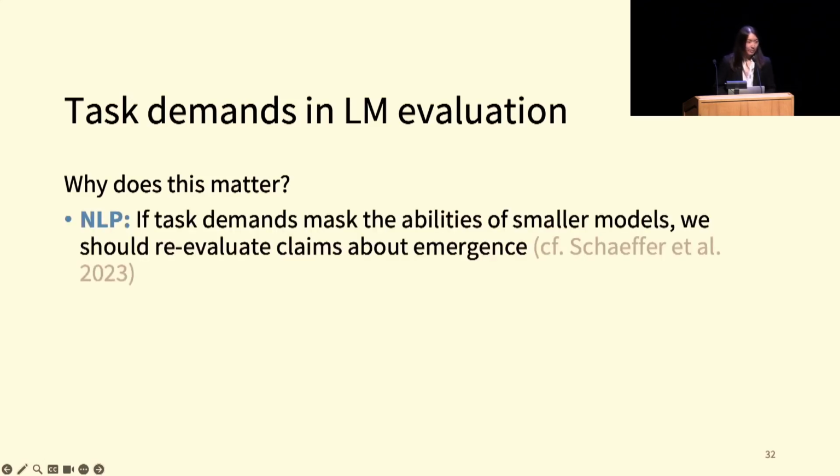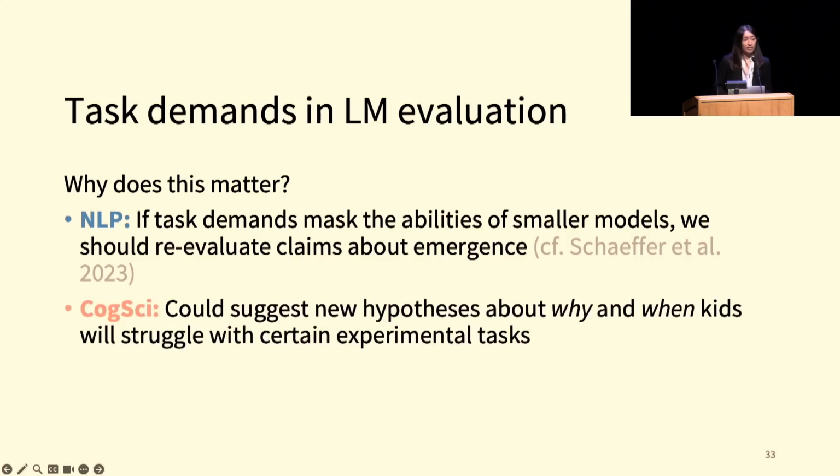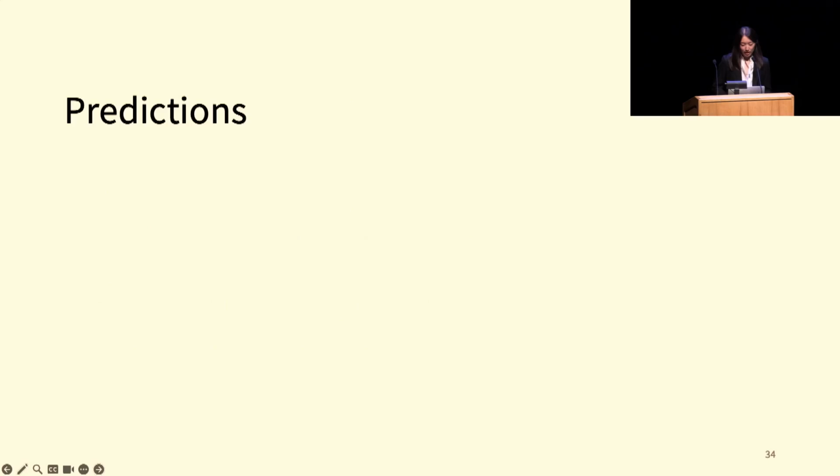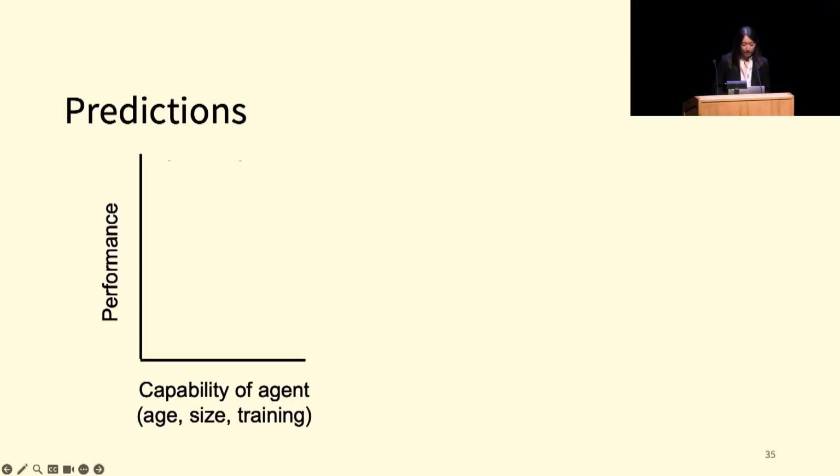From an NLP perspective, if task demands are masking the abilities of smaller models asymmetrically, then we should reevaluate our claims about emergence, or be careful about claiming when certain cognitive abilities arise in models. And from a cog-sci perspective, it could also suggest new hypotheses about why and when kids will struggle with certain experimental tasks. So let's talk more concretely about what we'll be testing for in our experiments.